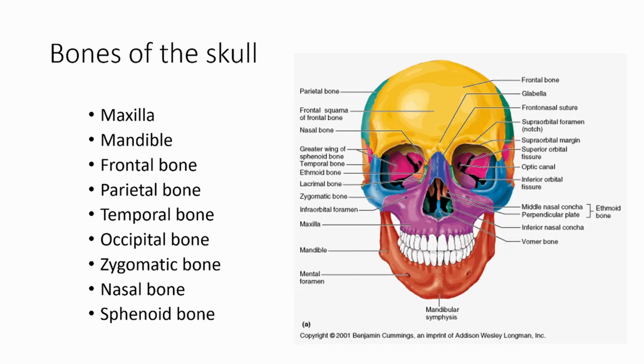Let's start at the top of our list with the maxilla. The maxilla are going to be the bones that hold your upper teeth. So they're going to form kind of the bottom part of your nasal cavity and where your upper teeth will root into. The mandible serves opposite of the maxilla.